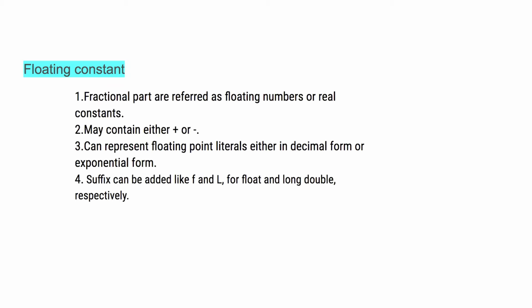Next is floating constant. Fractional numbers are referred to as floating constant or real constant. They may contain either plus or minus signs. Can represent floating literals either in decimal form or exponential form. Suffix can be added like F and L for float and long double respectively.